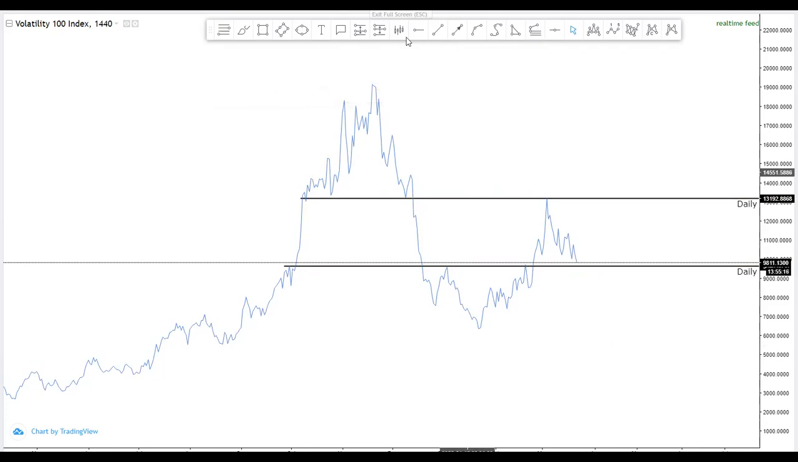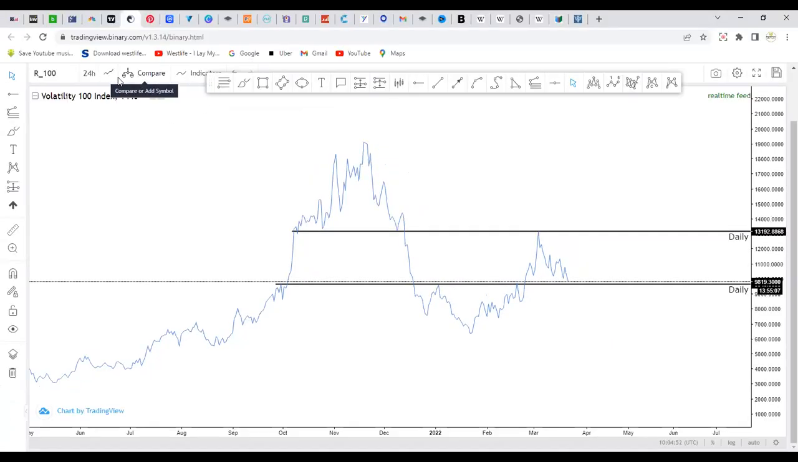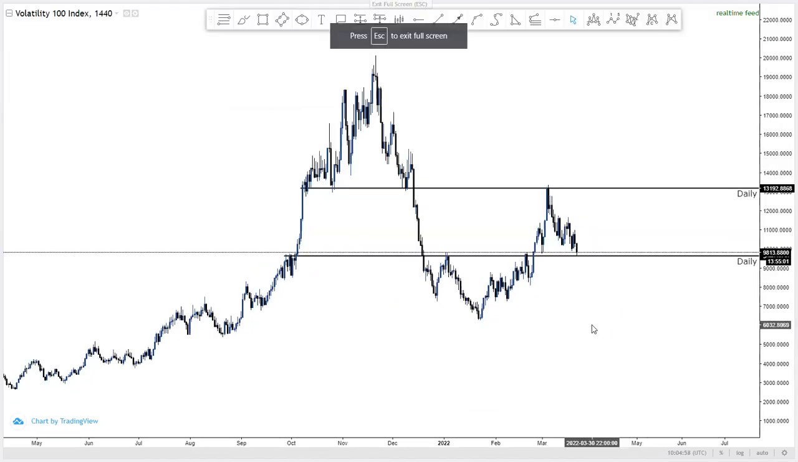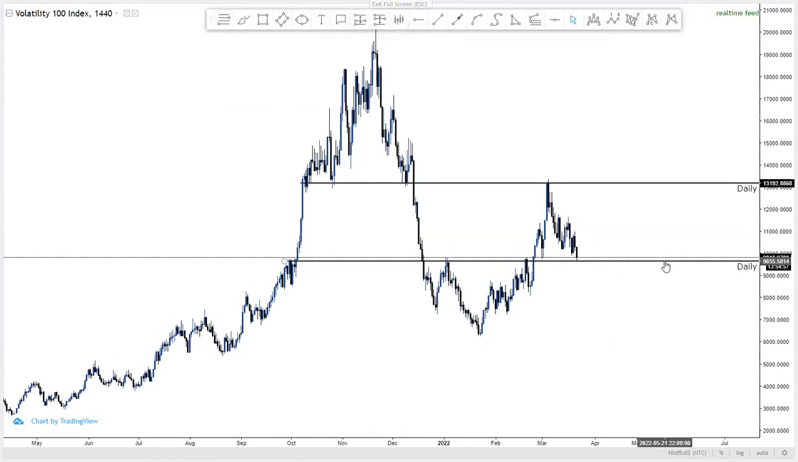So let me just go back to my candlestick chart. Since I've identified two levels of major supply and resistance, I go back to my candlestick chart. As you can see, the market is going to a very critical level of supply, which is this level here.